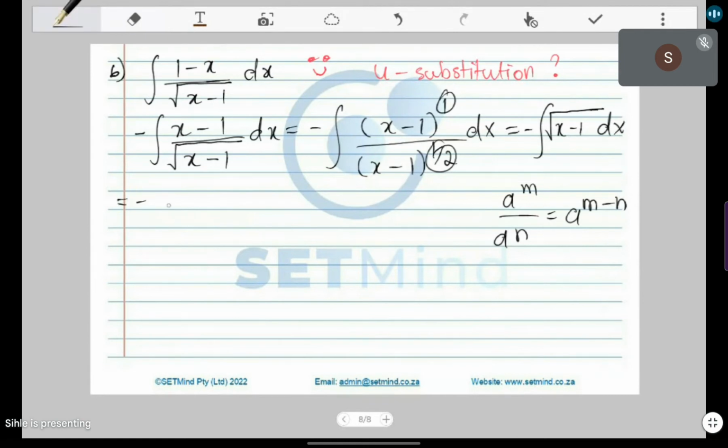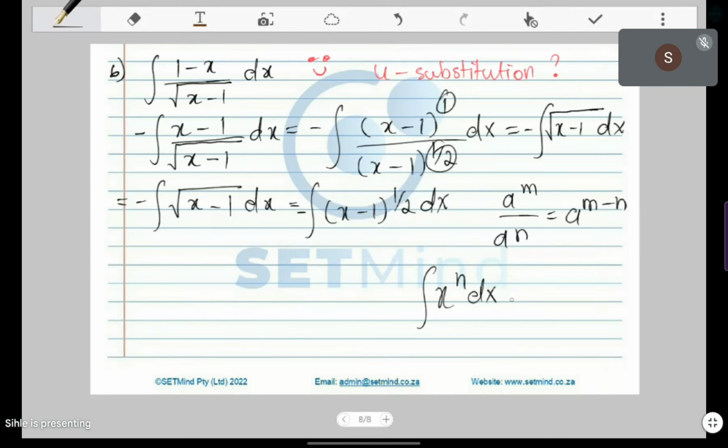So let's see. I'm integrating the square root of (x - 1) dx. This is essentially the integral of (x - 1) to the power of 1 over 2 dx. And I'm just going to use this logic: we add a 1 and we divide by the new exponent. That's what I'm going to use there.